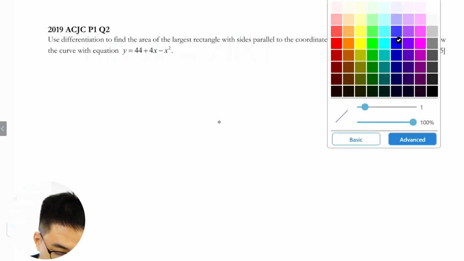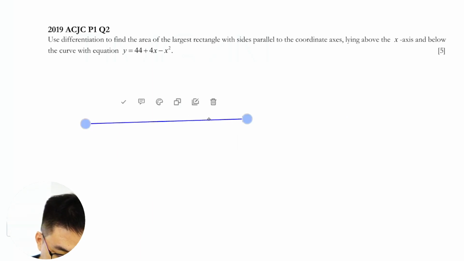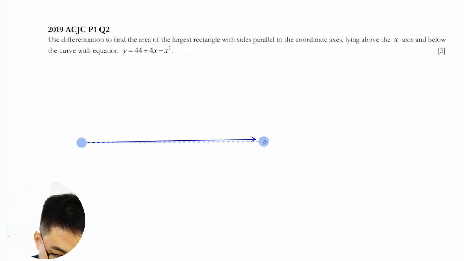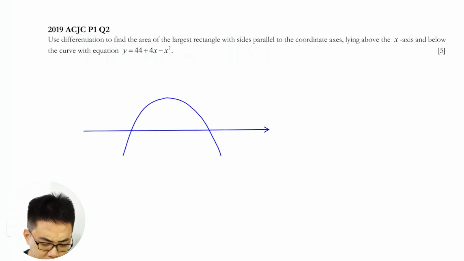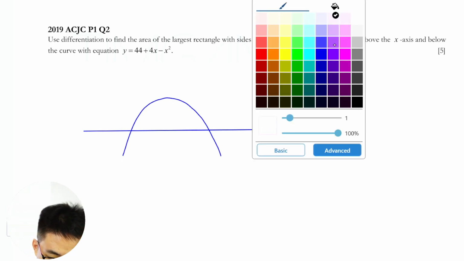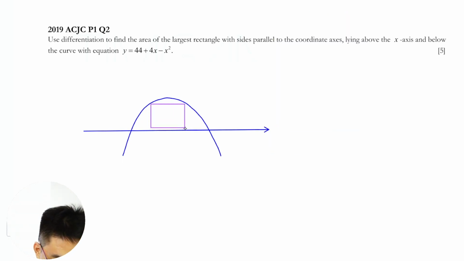You're told to use differentiation to find the largest area of a rectangle, with the sides parallel to the coordinate axes, lying above the x-axis and below the curve of this equation. We know that this equation is shaped like that. So this is a quadratic equation here. The question now is, how can we draw a rectangle so that it has the largest area?